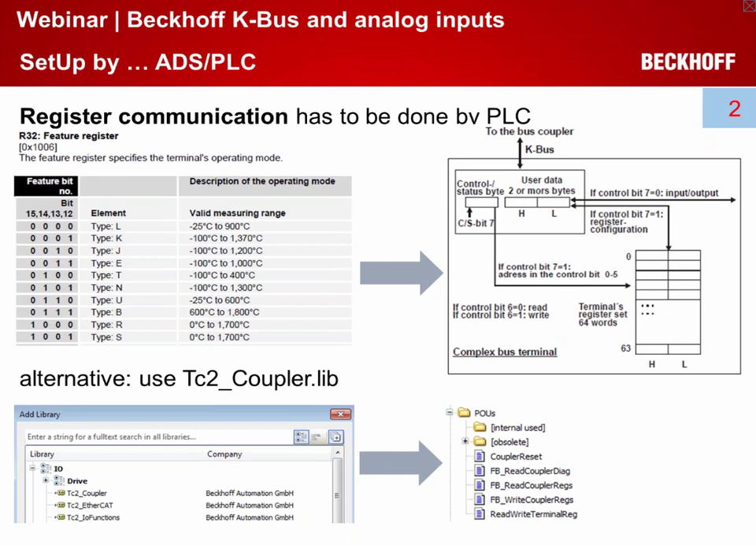This is also described in the documentation of terminals and bus couplers. When you use control bit 7, so that means the 7th bit in the control byte, then the terminal knows that a special register communication is required from the master. You can program this by yourself, but you can also use the TC2 coupler lib, where these function blocks for reading and writing registers are available.